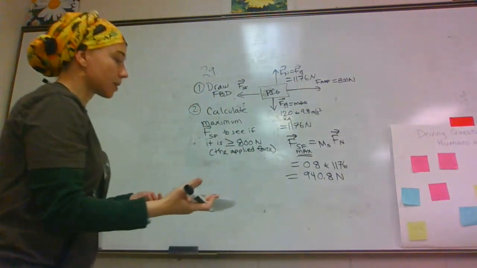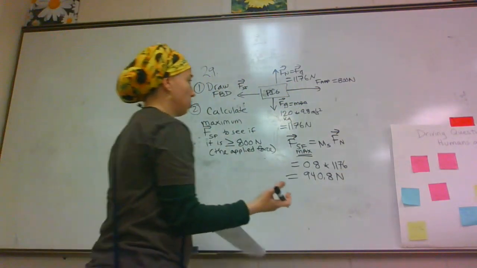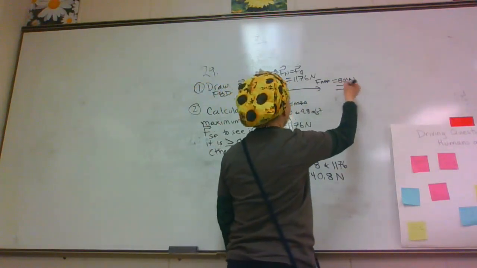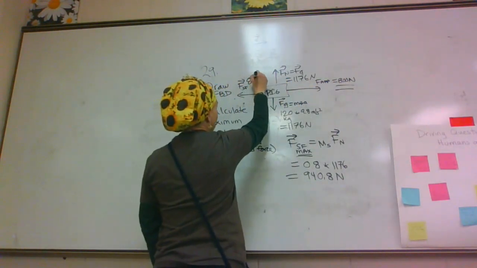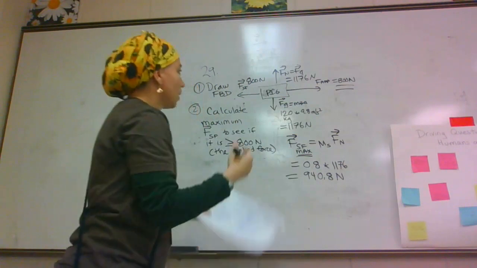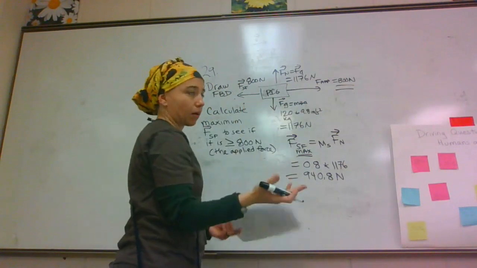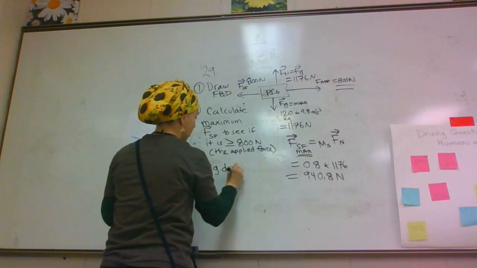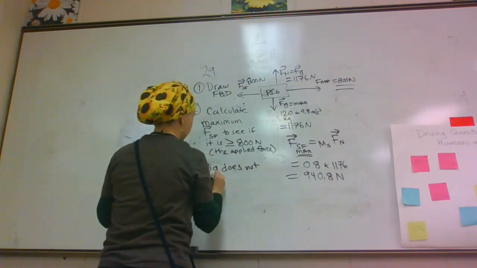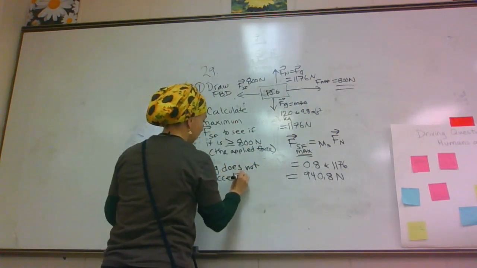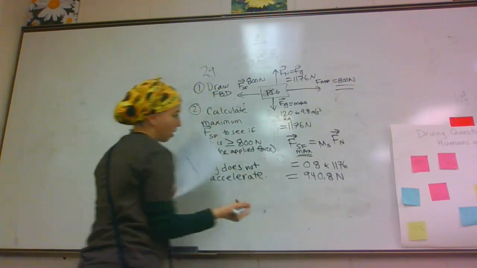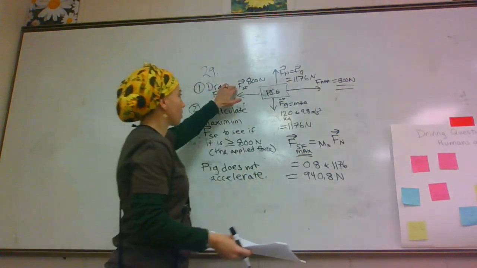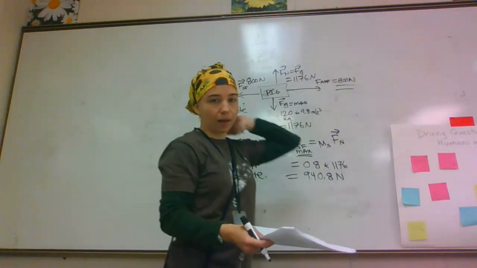Now, in this case, is the static frictional force going to be 940? No, because the farmer is only applying 800. So over here, I will also have an 800 newton force. It's balanced. My pig is not going to move. So the pig does not accelerate. It's not going to slide. We don't have to worry about the sliding friction at all because the static frictional force is able to balance the applied force.